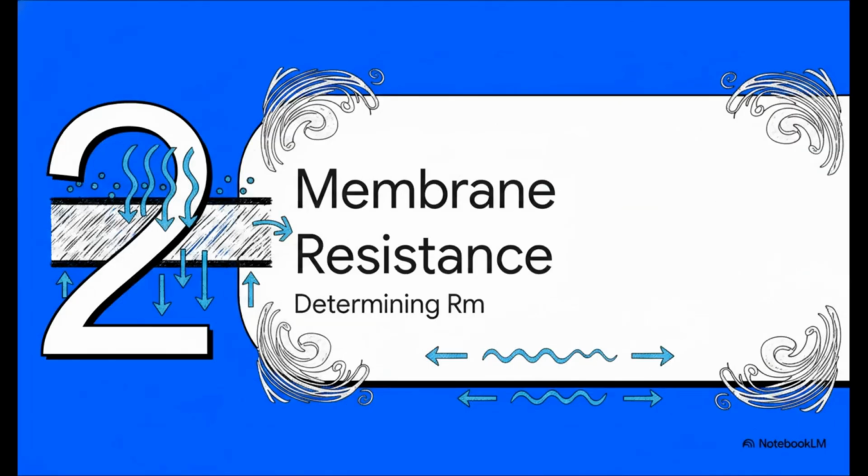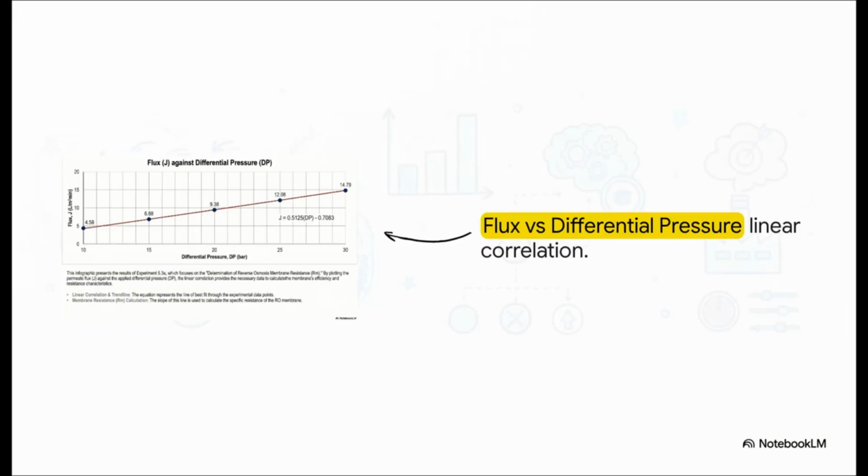Section 2, determining membrane resistance. Because fast-flowing water is really only half the story, right? We also need to analyze how the membrane physically pushes back. When we plot permeate flux against the applied differential pressure, it reveals this beautiful linear correlation. Down at 10 bar, our flux is just 4.58. But if we crank that pressure up to 30 bar, the flux climbs all the way to 14.79. Simply put, the harder we push, the faster the clean water flows.